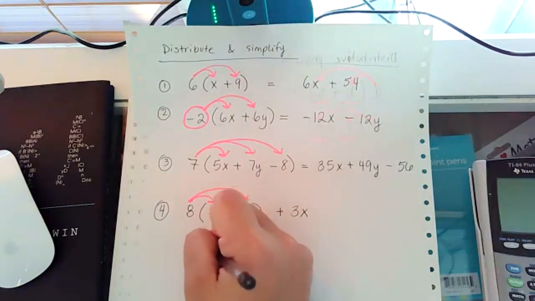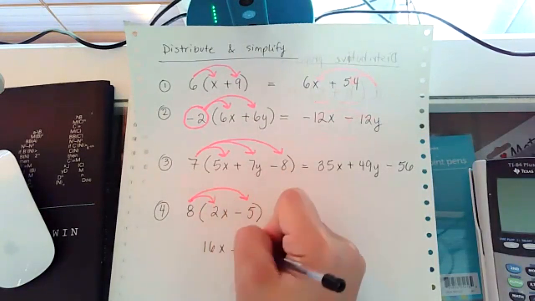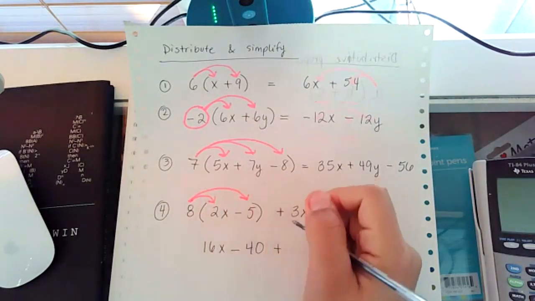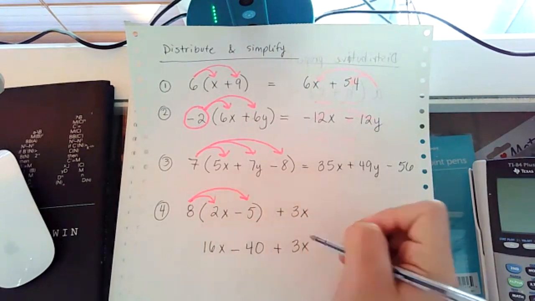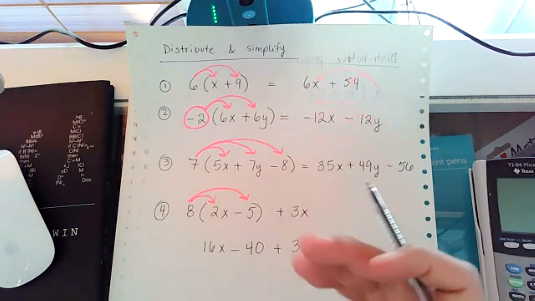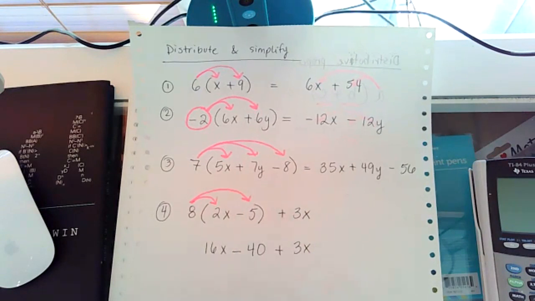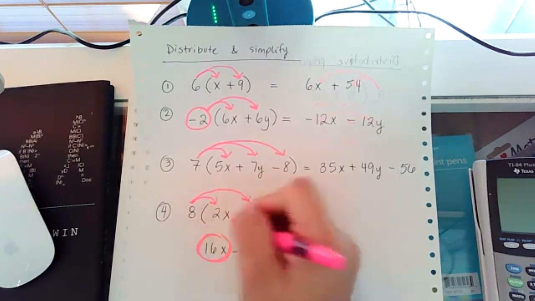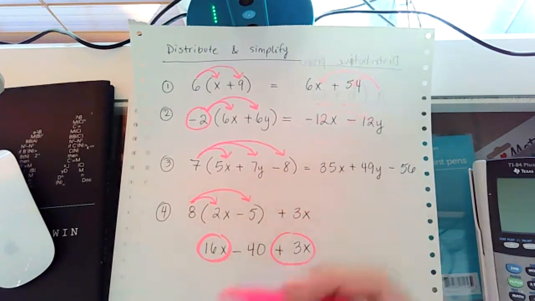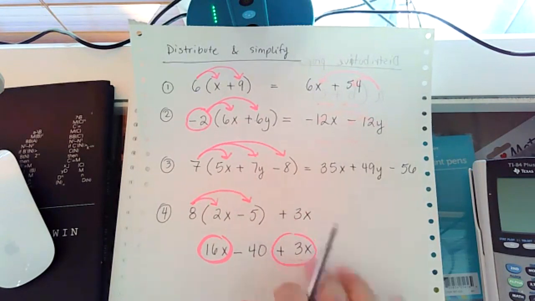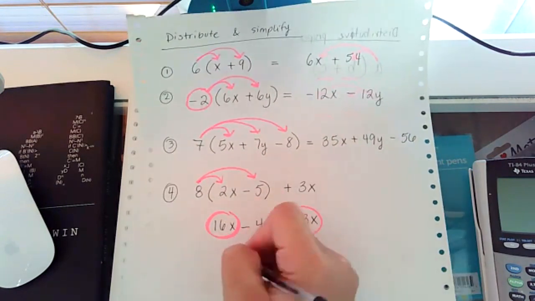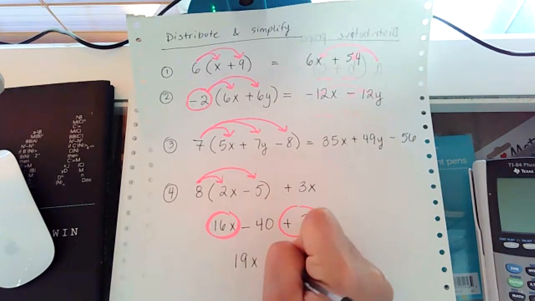And that will give me 16x minus 40 plus 3x. And then I can simplify by combining my like terms. So the 16x plus 3x. Well, if I had 16 apples and I add 3 apples to that, I should have 19 apples, minus 40.